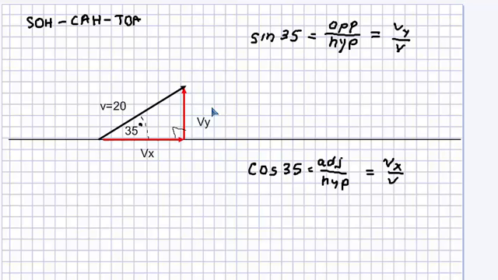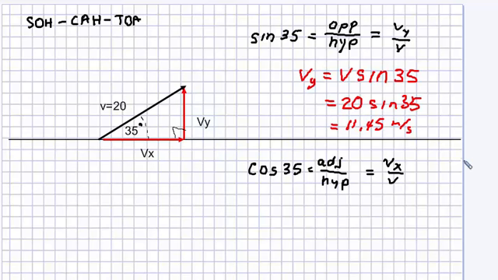So we can solve for Vy here by multiplying both sides by V, giving us V sine 35, and our V is 20. 20 sine 35, put it into your calculator and you get 11.45 meters per second. So that means the starting velocity in the y direction is 11.45 meters per second. That's how much of the 20 is pointed upward.